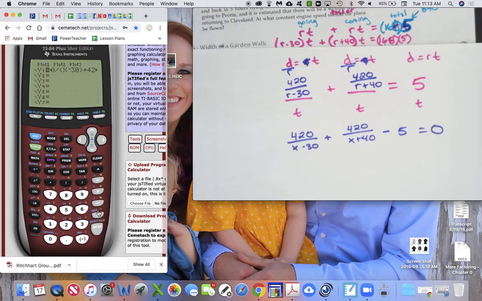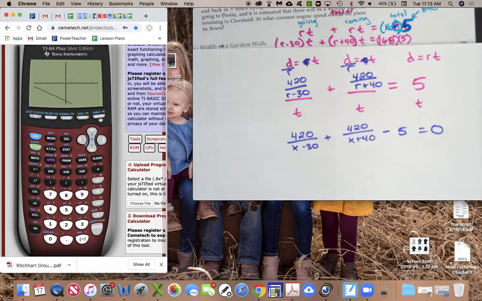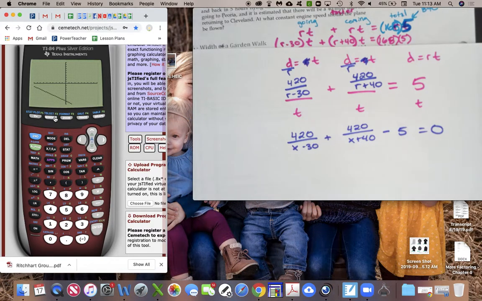That doesn't make any sense. Up, graph. Ah, there we go. Negative 12. That's what I got the first time. What did you do? I don't know. Look at mine. I typed it in wrong.